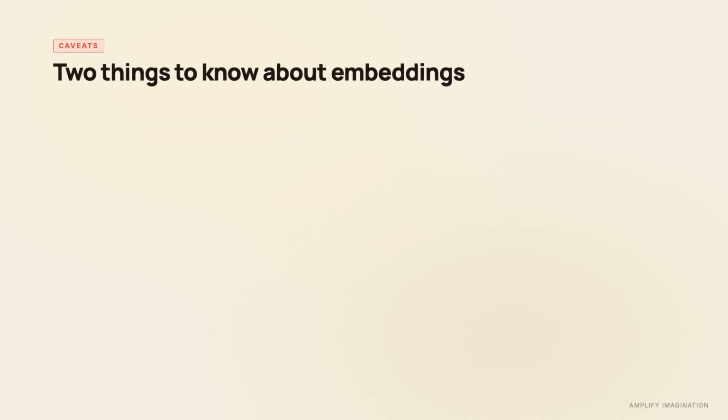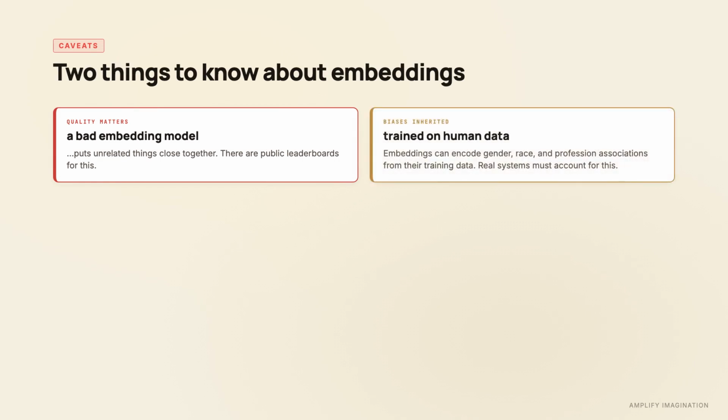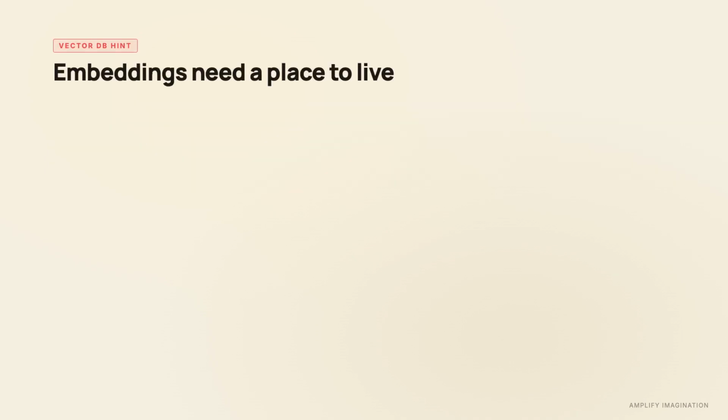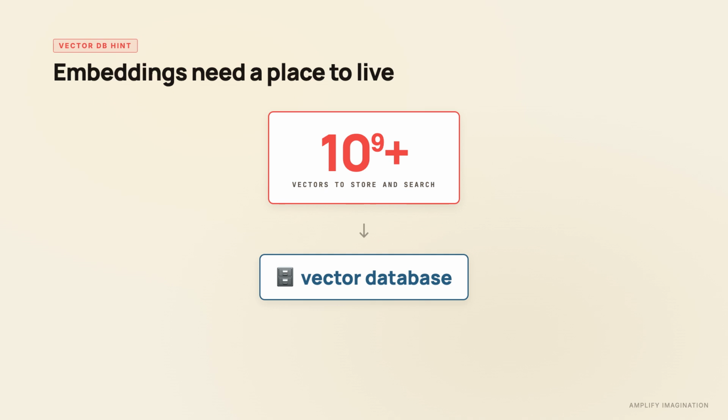Embedding quality matters. A bad embedding model puts unrelated things close together. There are leaderboards for this. Embeddings have biases. The model learned similarity from training data, and training data reflects whatever was in it. So, embeddings can encode gender, race, and profession associations. Real systems have to handle this. Embeddings need a place to live. Storing and searching billions of vectors is its own engineering problem. That's where vector databases come in. Different conversation, but you've now seen the seed of why they exist.